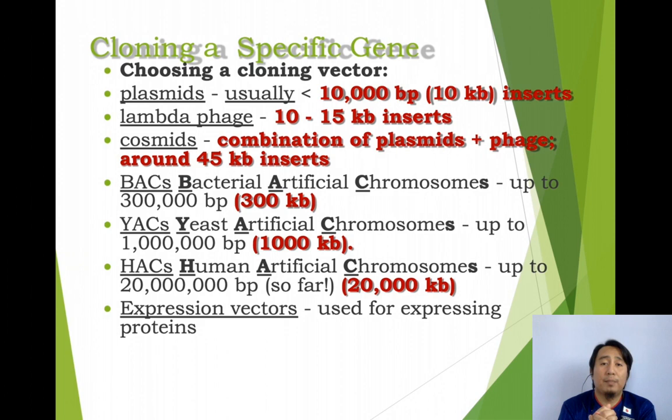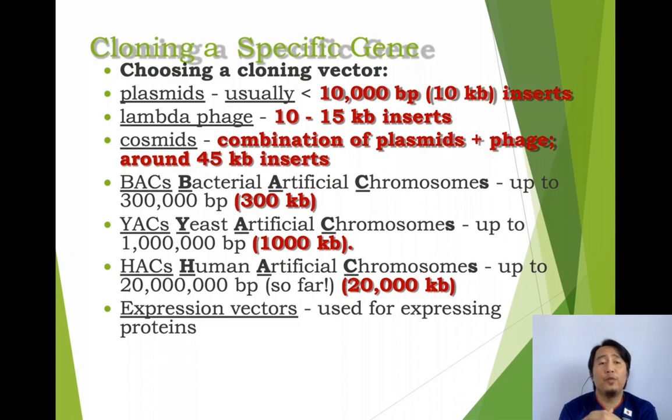Okay, the first one is plasmid. So plasmids can be a bacterial plasmid. Usually it can cater 10 kilobase pair insert. So if your gene of interest is less than 10,000 base pair, then you can consider using a plasmid. Then the second one is lambda phage. So lambda phage is a virus. So if you have bigger inserts, you might consider using lambda phage because it can cater around 10 to 15 kilobase pair of inserts.